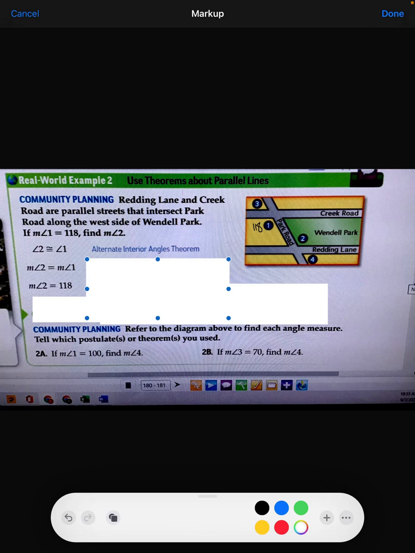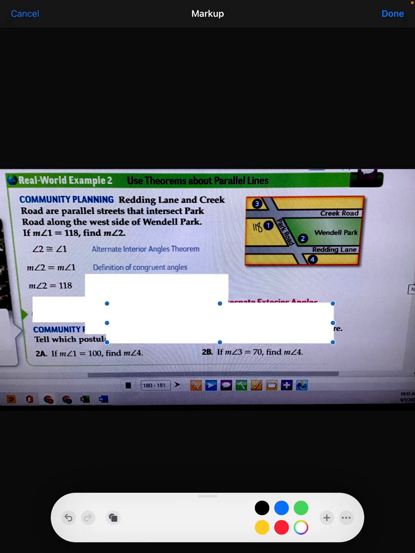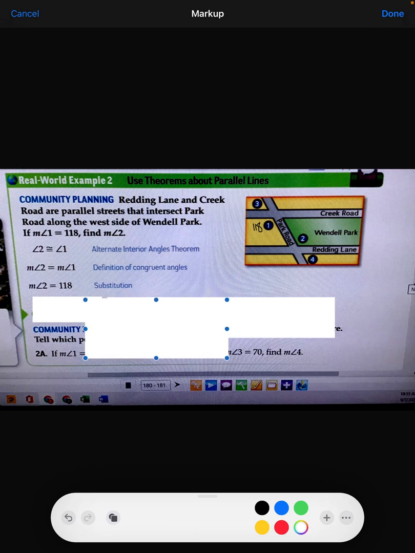So these angles are in between the two parallel lines, and they're on opposite sides of the transversal. So they're alternate interior angles. So we can say that they are congruent, and by the definition of congruence, we can say that the measures of those angles are equal to each other. Then, lastly, by substitution, we can say that angle 2 equals 118 degrees as well.